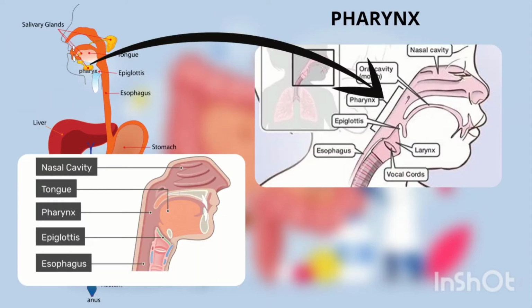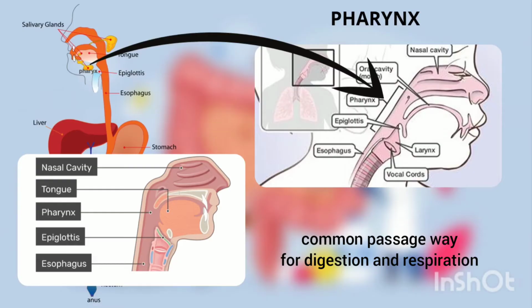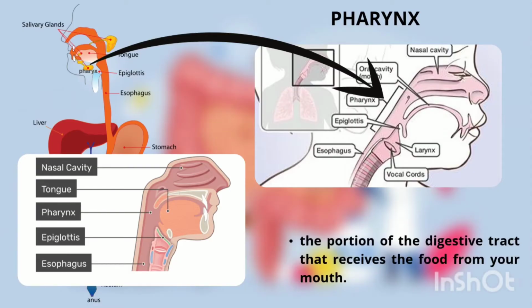The pharynx or throat is located immediately posterior to the mouth. It is about 5 to 6 inches long. The pharynx is the common passageway for digestion and respiration. The portion of the digestive tract that receives the food from your mouth is the pharynx.